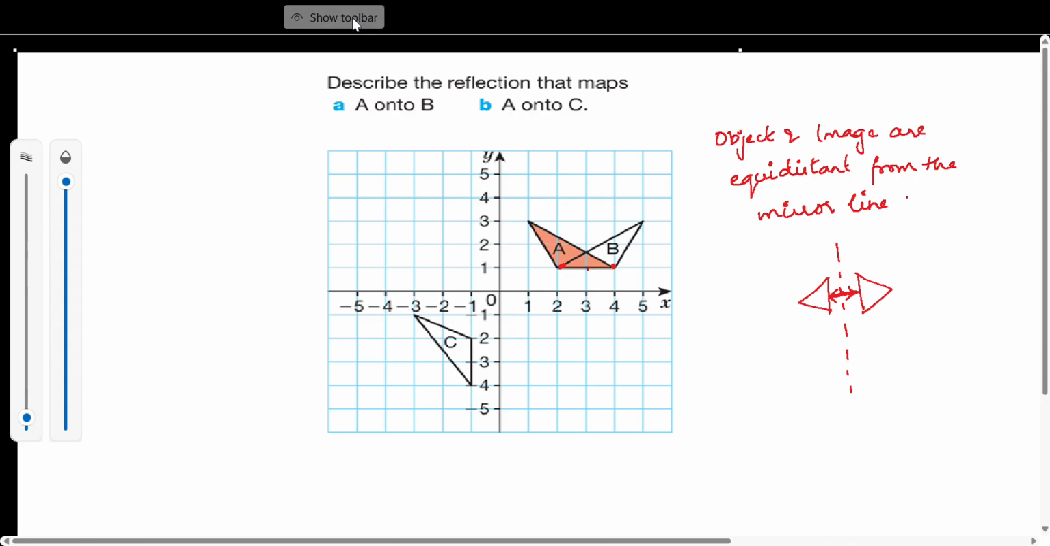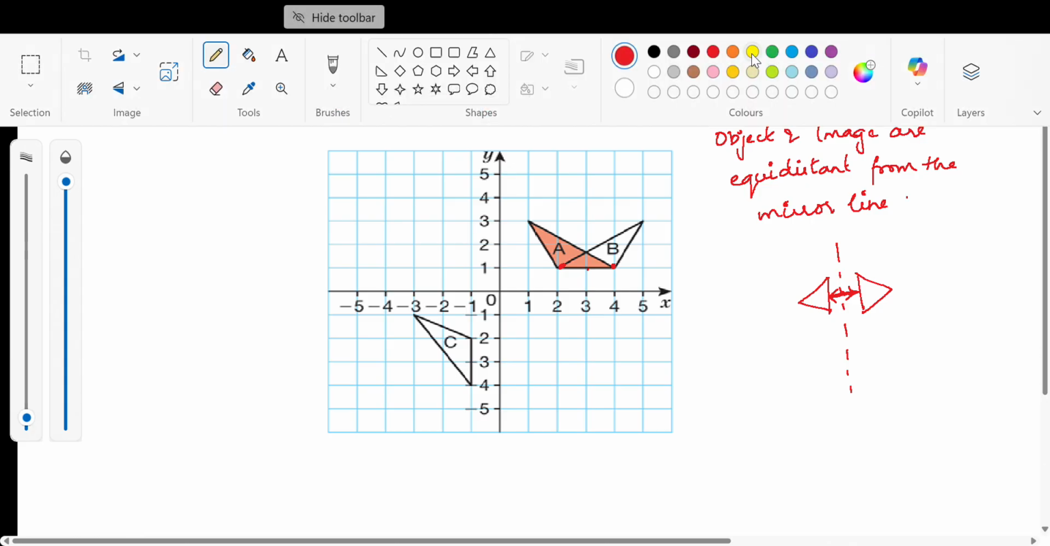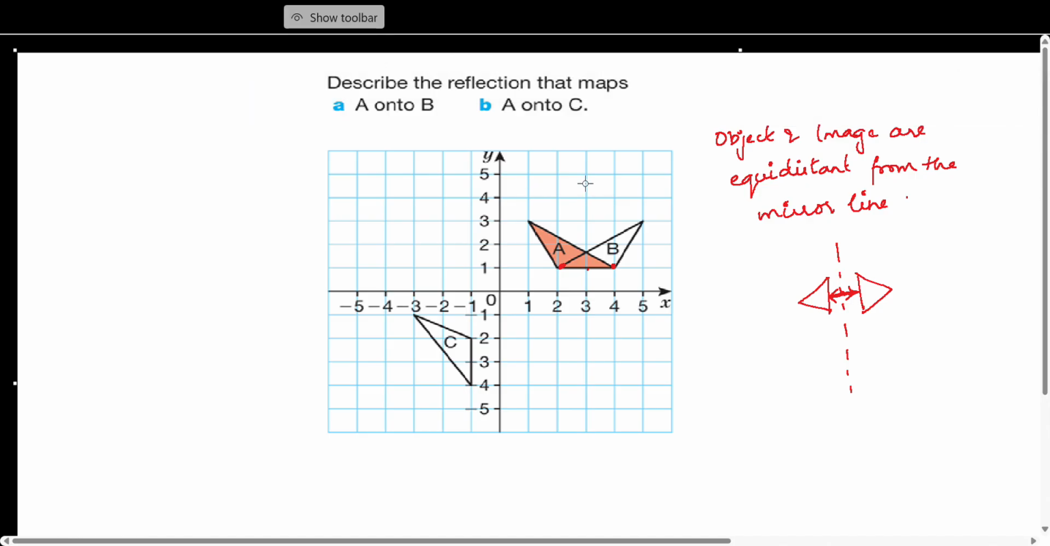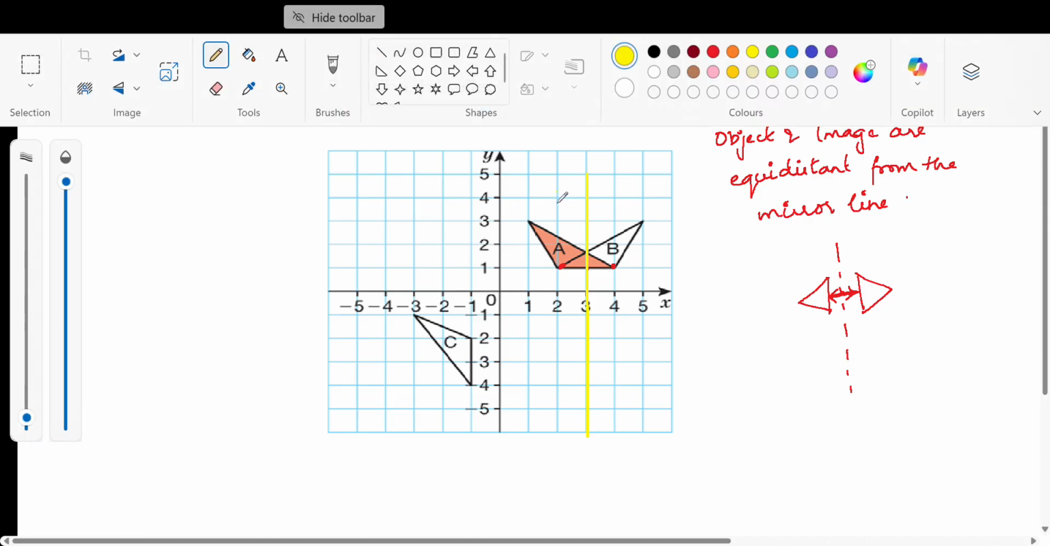So definitely I am going to draw a very light colored line here. Normally it is recommended to draw a dotted line. Since I am doing it with my stylus here digitally, I am using a very light colored solid line. So this is the mirror line, which means when A is reflected along this mirror line, you get B.